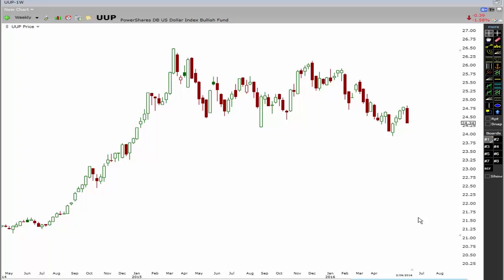Alright guys, market update time. We're going to look at the US dollar and we're going to look at the Australian dollar real quickly. Let's go straight into it.